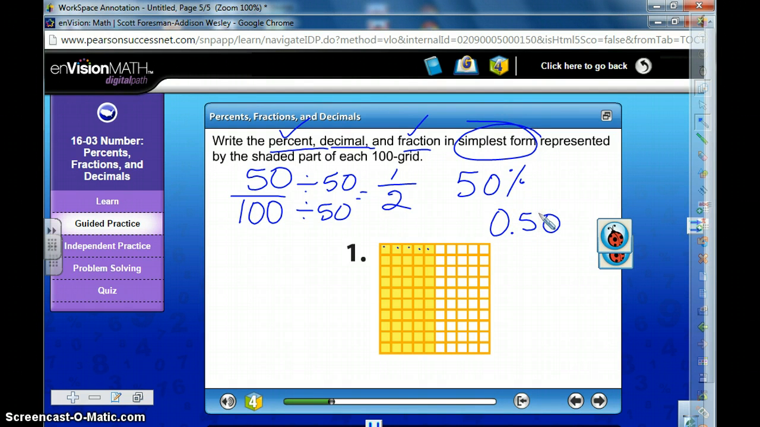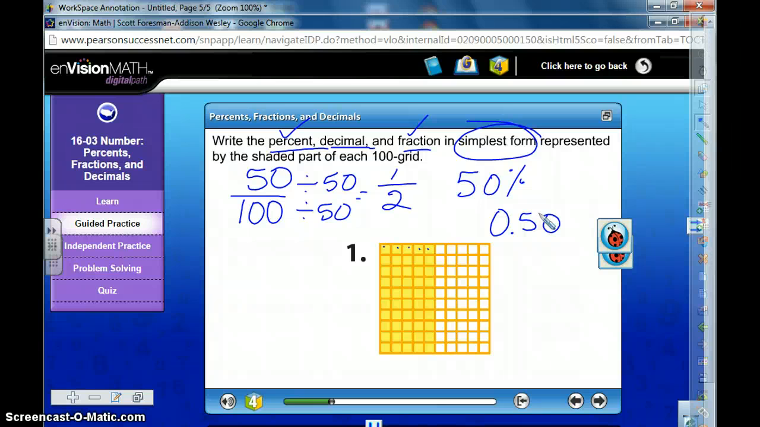Let's see if that's correct. 0, and you say everything that's after it together. 50, and now your label, tenths, hundredths. 0 and 50 hundredths. You are correct. Okay, so we did it as a percent, a fraction, and a decimal.